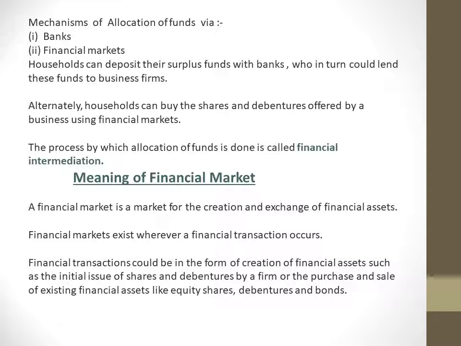As I have already said, the household sector, we people, deposit our surplus funds with the banks, and the bank lends these funds to the business firms. And sometimes the household sector purchases securities, that is, shares and debentures. The process by which allocation of funds is done is called financial intermediation. The process of distributing the funds is known as the allocative function, and the way through which funds are allocated to the business firms is called financial intermediation.